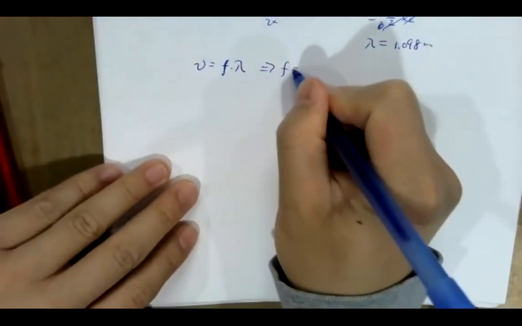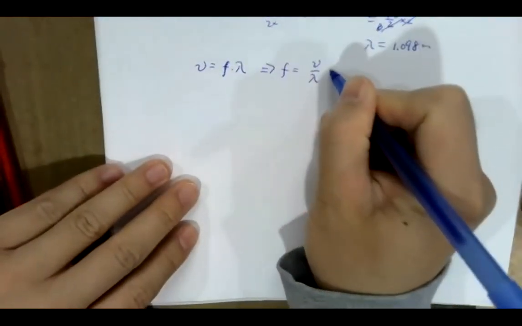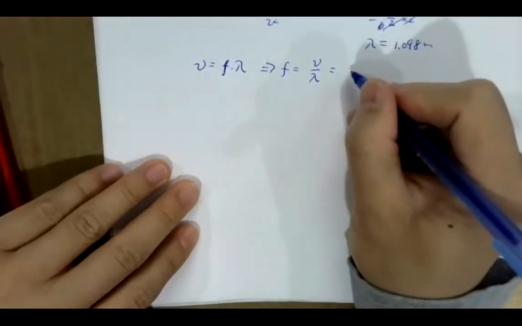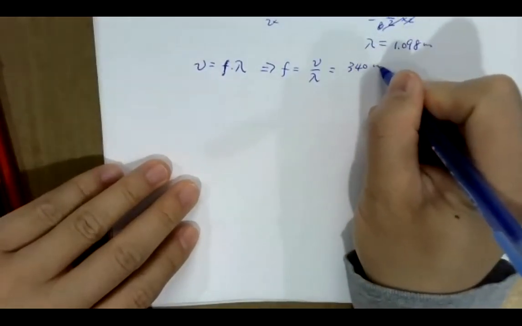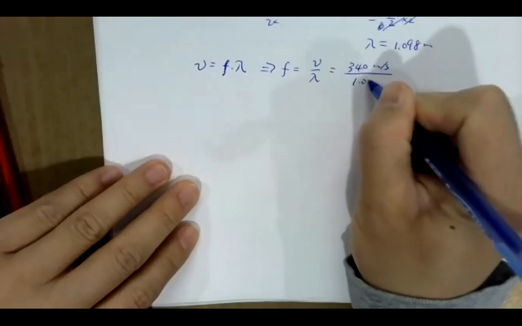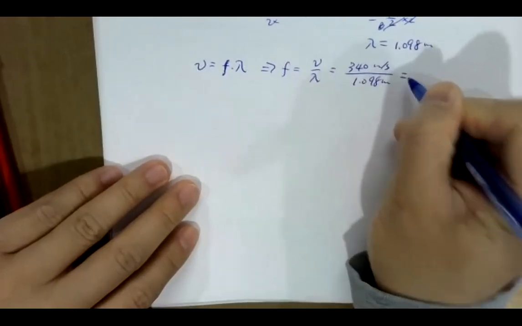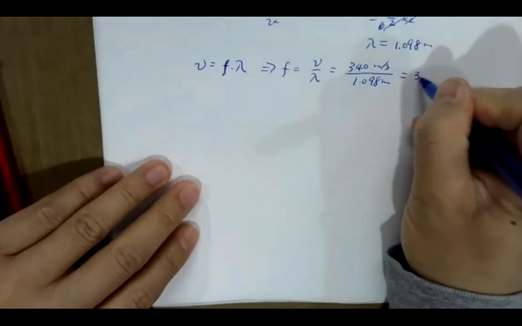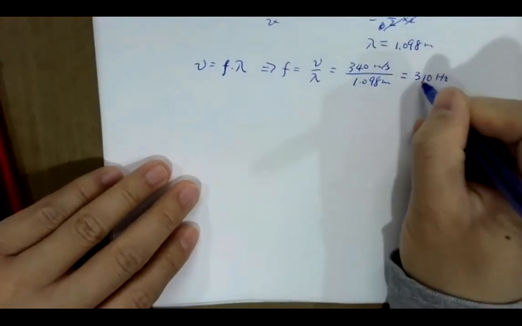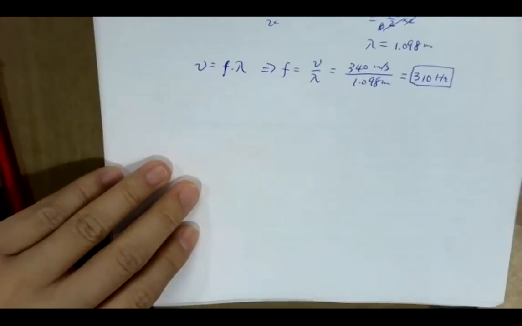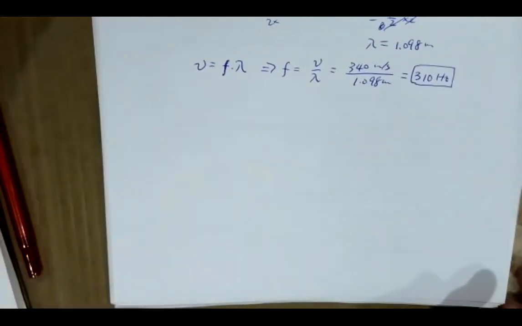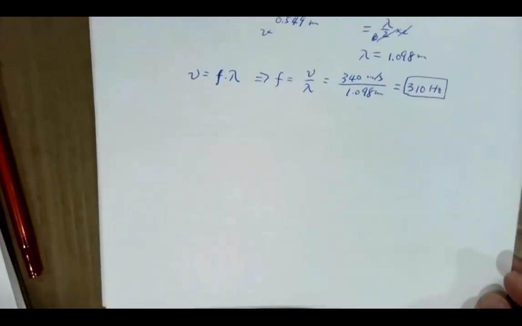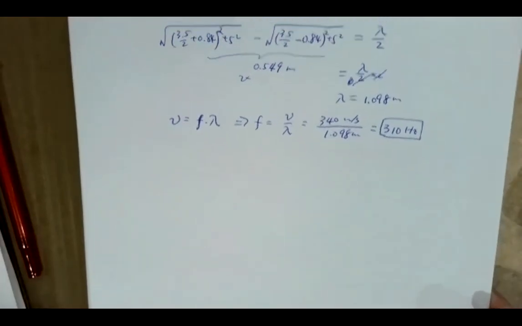So then frequency equals to speed divided by wavelength. Okay, 340 meters per second divided by 1.098 meters. That gives you about 310 hertz. Okay, that's the sound wave. The frequency of the wave.